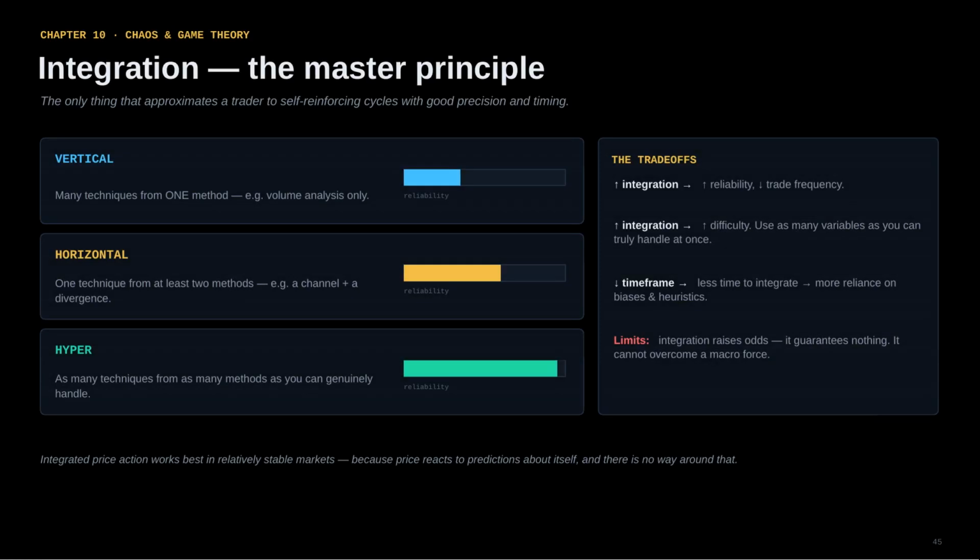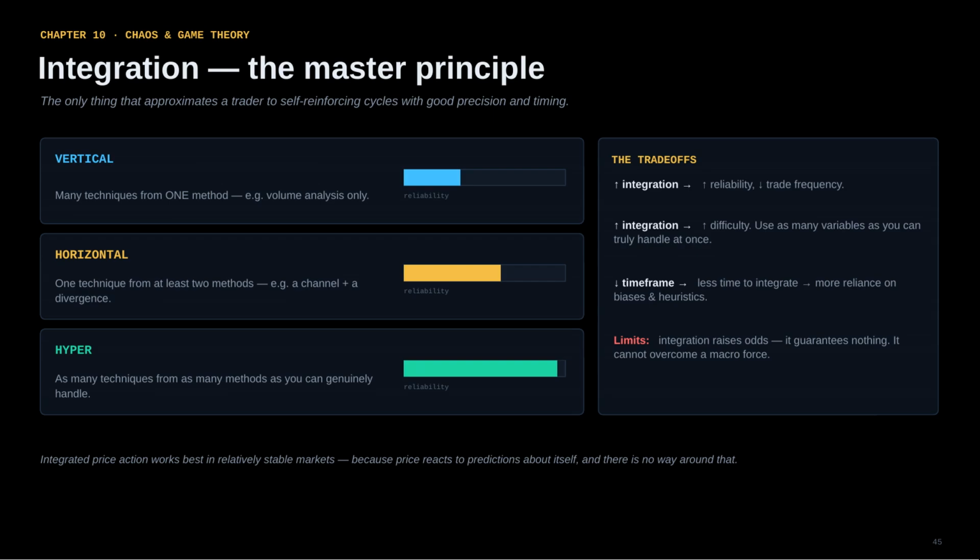Integration comes in 3 depths. Vertical, many techniques from a single method, volume analysis top to bottom. Horizontal, one technique from at least 2 methods, a channel plus a divergence. Hyperintegration, as many techniques from as many methods as you can genuinely handle at once. The trade-offs are honest. More integration means more reliability, but fewer trades. Better opportunities are naturally less frequent.